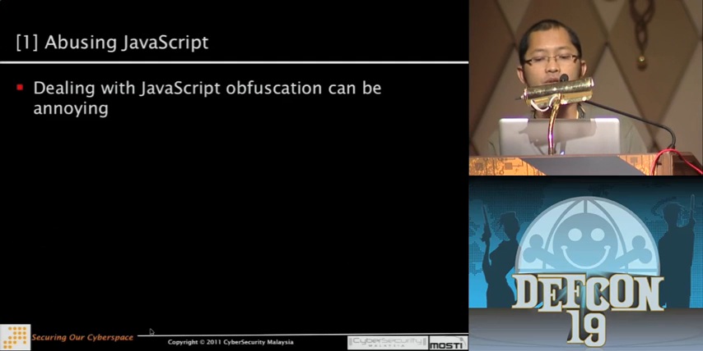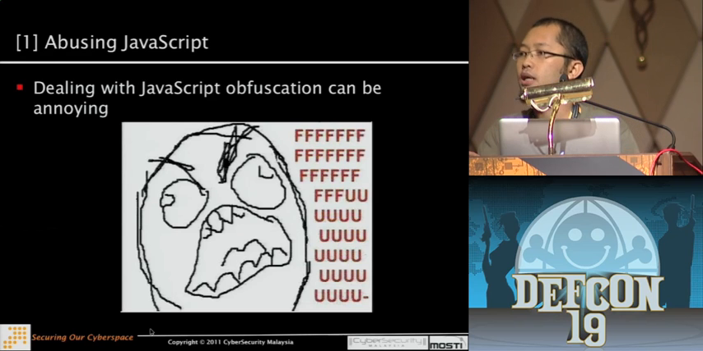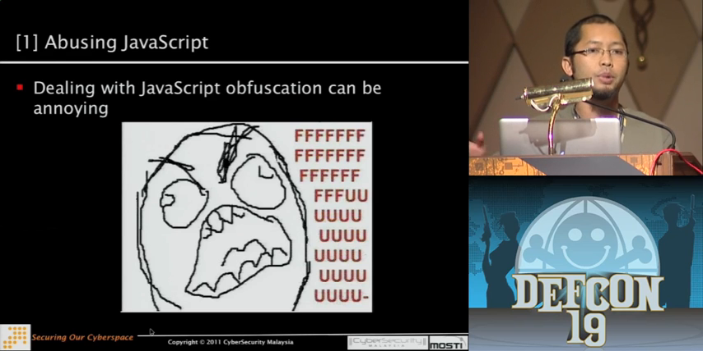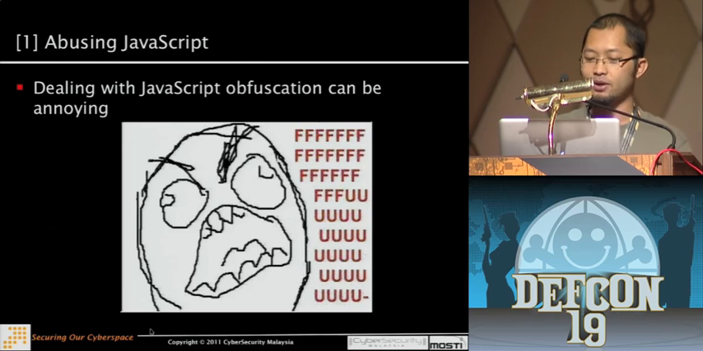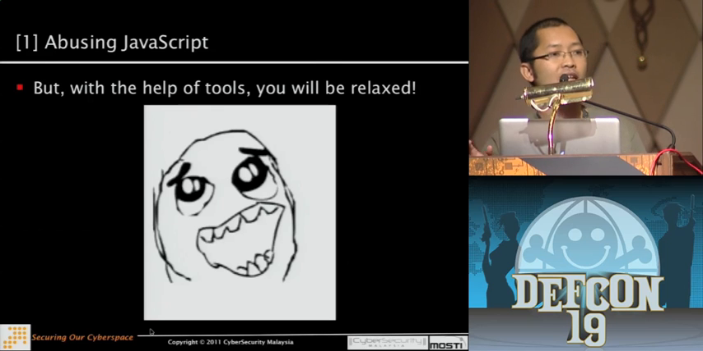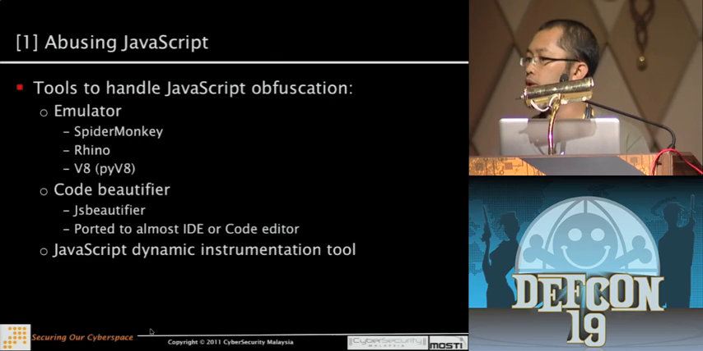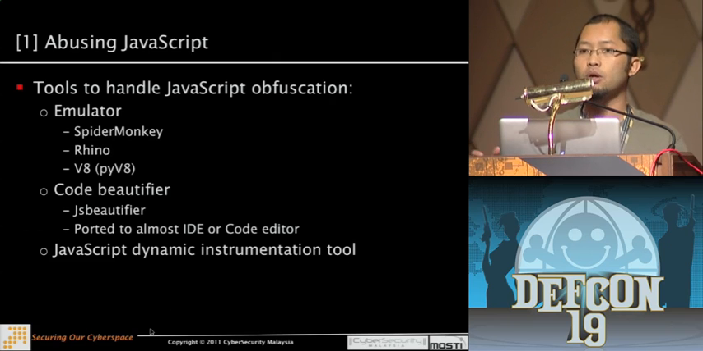Dealing with JavaScript obfuscation can be annoying, because there are many ways people can fool you with JavaScript. Like I said previously, JavaScript obfuscation involves creativity. So if the bad guy is more creative than the analyst, you always end up screwed. But I believe with the help of tools, you will be more relaxed, because there are tools to help you automate or make your analysis easier. For example, to run the JavaScript, you need some sort of emulator for that.